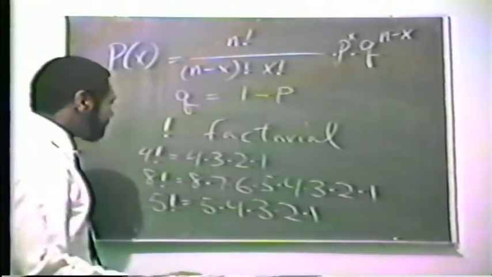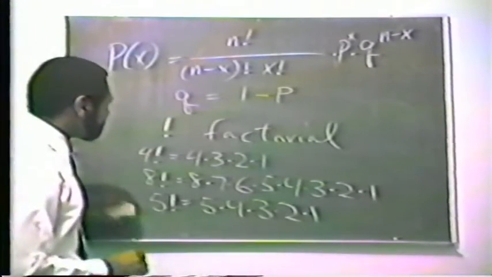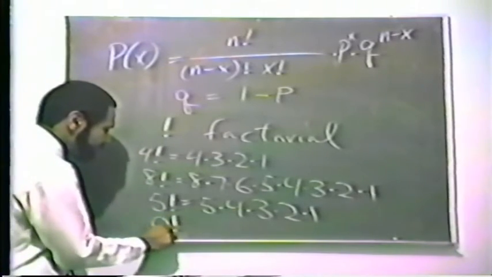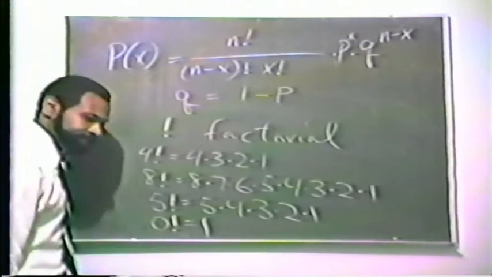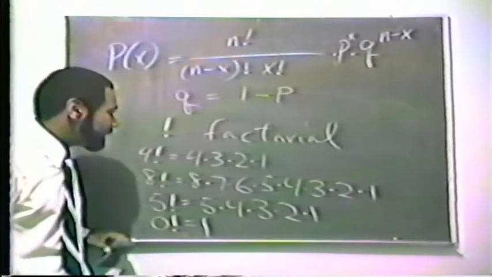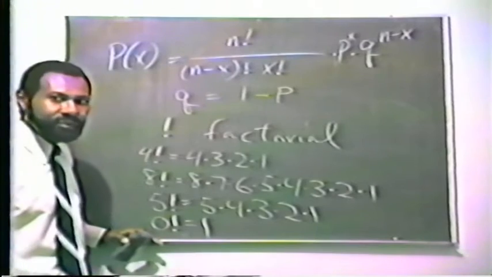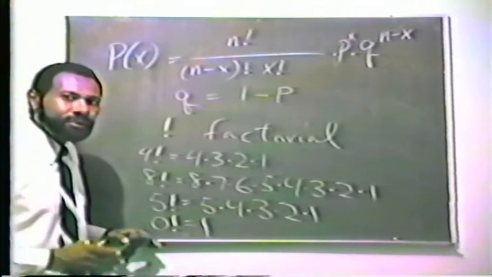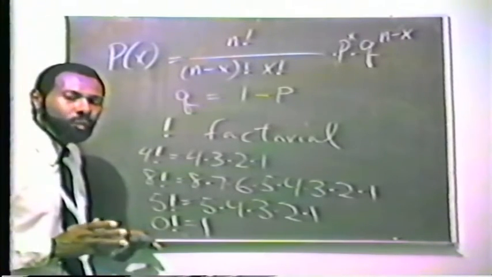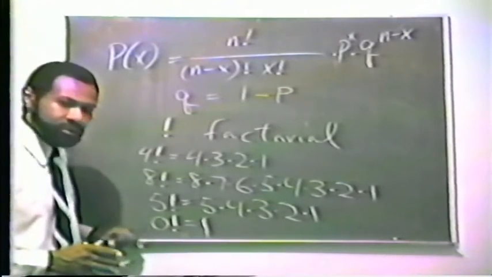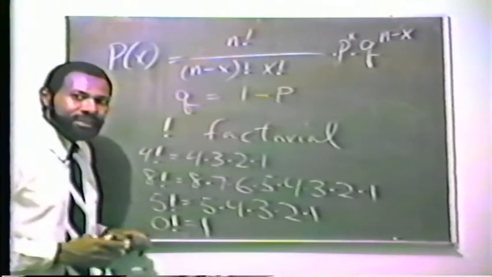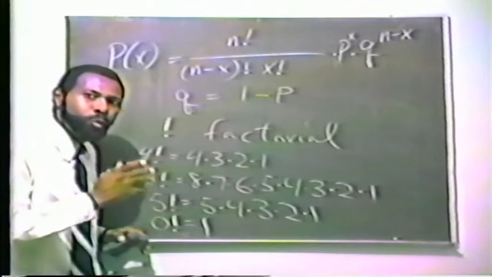Now we have a definition for 0 factorial. The definition for 0 factorial is equal to 1. This is how we define 0 factorial. So that means that when you see 0 factorial, it's not equal to 0. 0 factorial is equal to 1. And this is what you'll be using in your problems. When you come up with a problem that has 0 factorial in it, you just substitute a 1 for that 0 factorial.